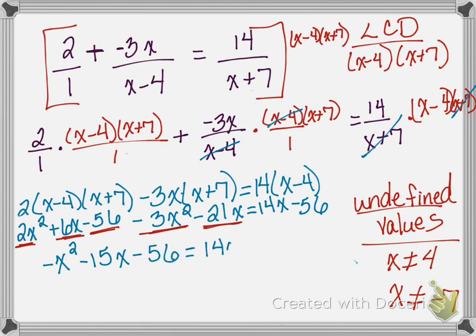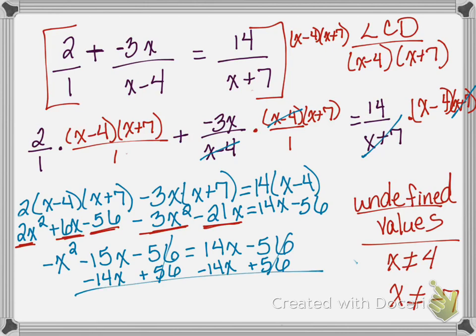Okay, now what I'm going to do is add 56 to both sides. When I add 56 to both sides, they cancel. So they're gone. What else do I need to do? Subtract 14x from both sides. So now I'm going to subtract 14x from both sides. And I am left with negative x squared minus 29x is equal to what? 0. Okay, now that looks messy.